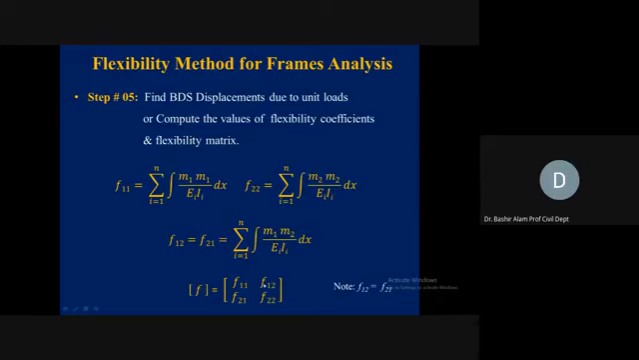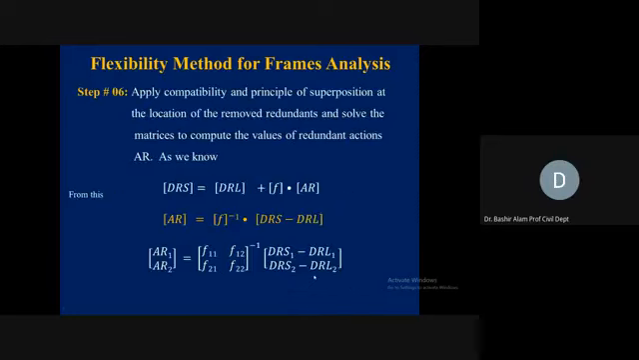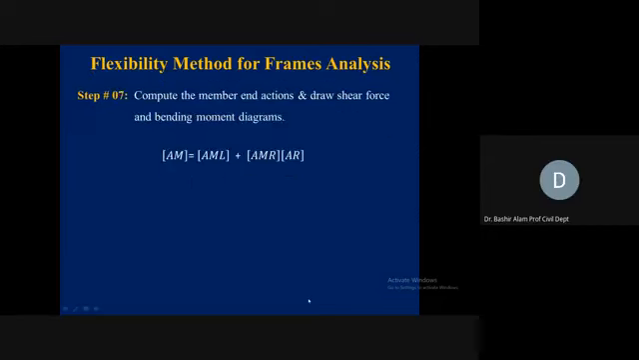Okay. And this way you make the flexibility coefficient matrix. Now going towards the compatibility equation and principle of superposition we are using. So again, the same configuration we have: AR is equal to F inverse times DRS minus DRI.